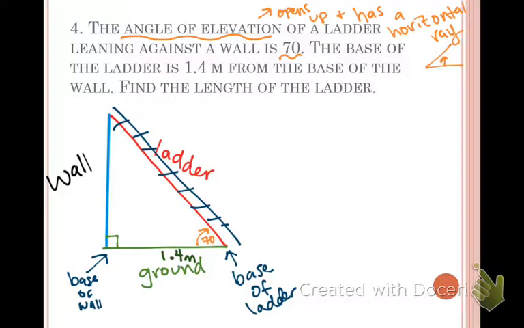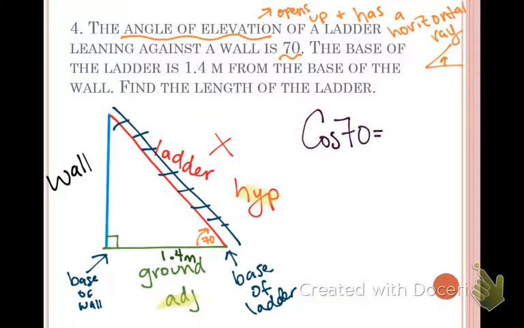Find the length of the ladder. Which one of these sides represented the ladder? The hypotenuse. So I know my ladder is the hypotenuse. My 1.4, is that opposite or adjacent? It is adjacent. So we're dealing with the adjacent and the hypotenuse. So which trig ratio is that? Cosine. From 70 degrees will equal the adjacent, 1.4, over the hypotenuse, x.